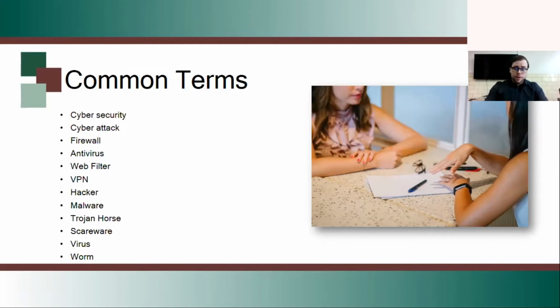This can be from another computing device like a laptop, a desktop, from a network, from a phone, from a tablet, anything that is considered to be a computing device. Likewise, a cyber attack is a malicious action taken against property that is not owned by the attacker.